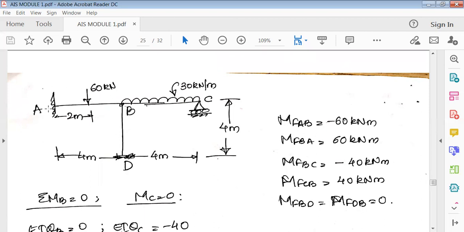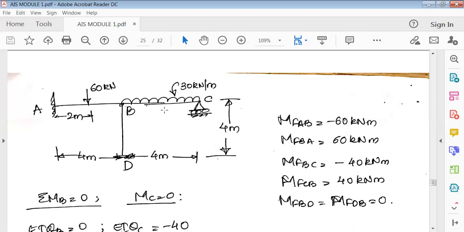Now see here, A is fixed, so theta A is 0. D is also fixed, so theta D is 0. B is a jointed, connected member, so there exists theta B. Similarly, C has a roller support, so theta C also exists. So there are two unknowns here, theta B and theta C.